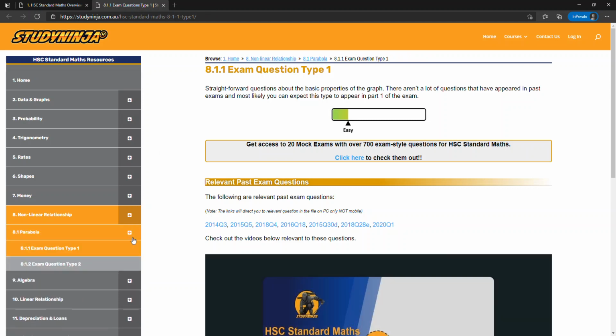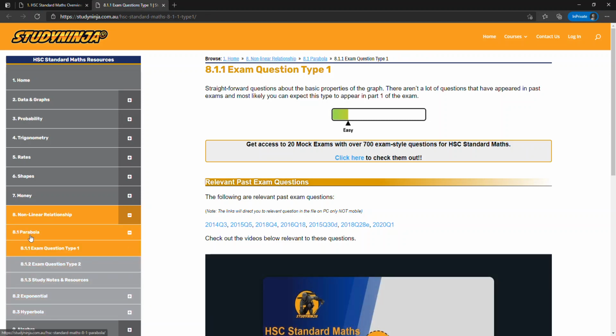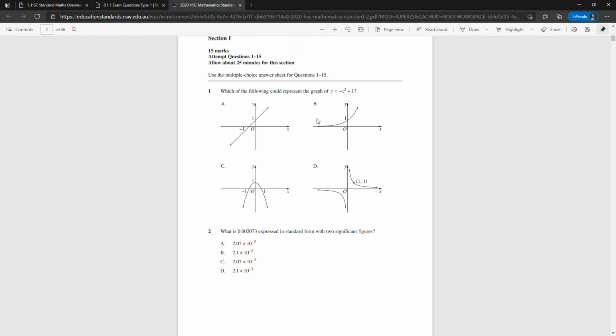So you would need to know the properties of parabola, hyperbola, and exponential. So make sure you read these before you attempt this question. So going to the first question. You're given an equation and then you're asked which of the following graphs can represent this equation.